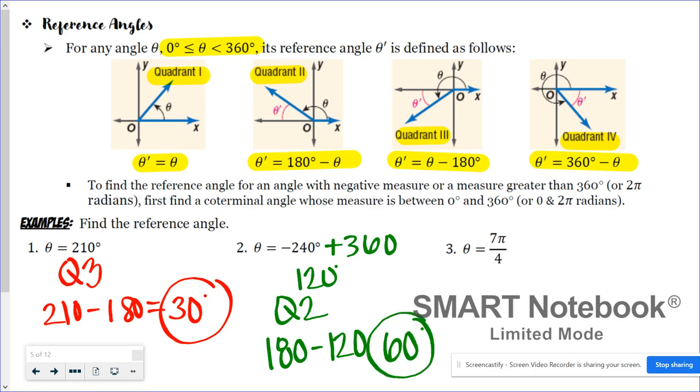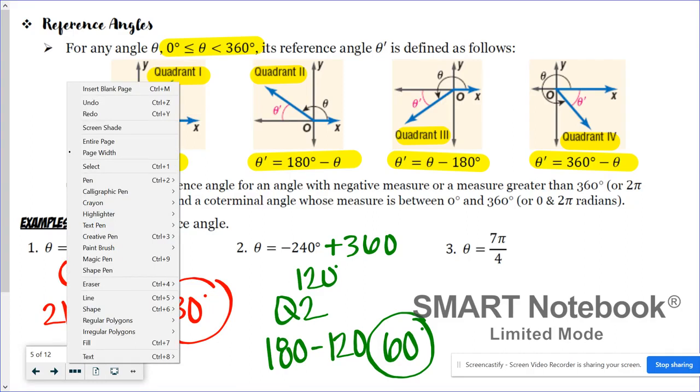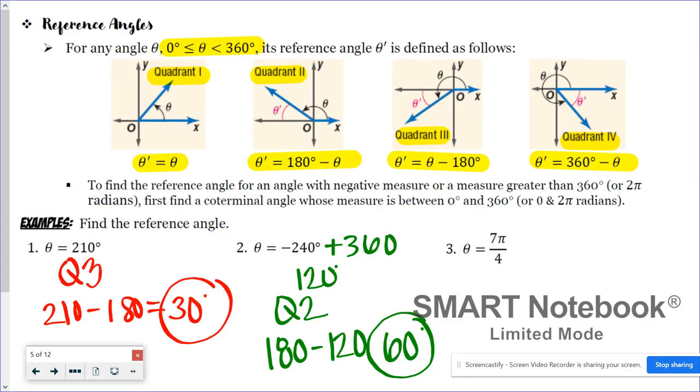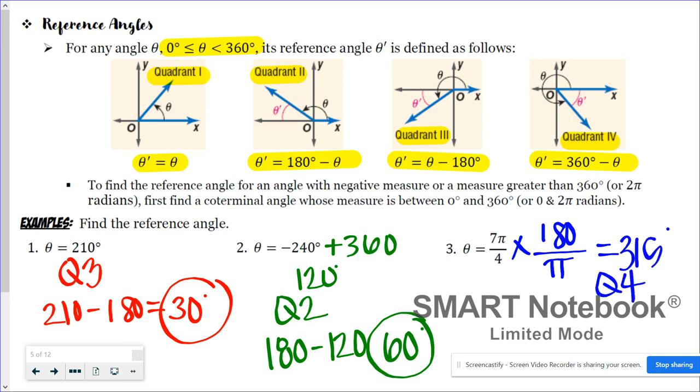And problem number 3, our angle is 7 pi over 4. Now, I don't know about you guys, but I'm okay with radians, but I'm not stellar and confident with them. So I'm going to convert this into degrees. Okay, so I'm going to multiply by 180 over pi, right? And so I'm converting it, doing my calculations. I got 315. And I know that 315 is in quadrant 4. And I know the rule for quadrant 4 is 360 minus theta. So I'm going to have a reference angle of 45 degrees.